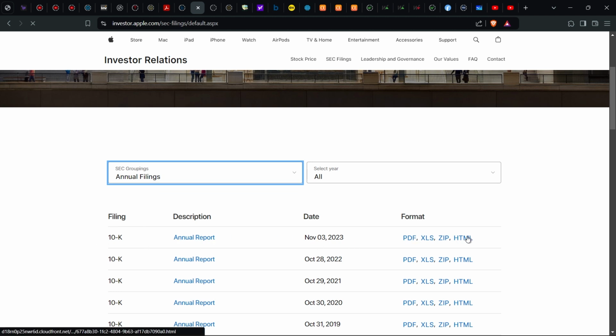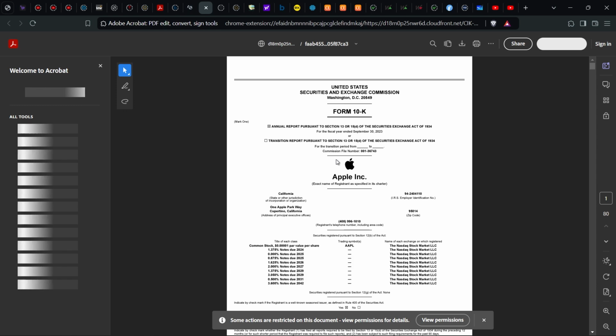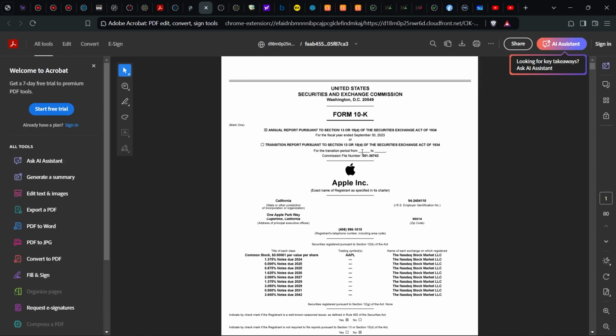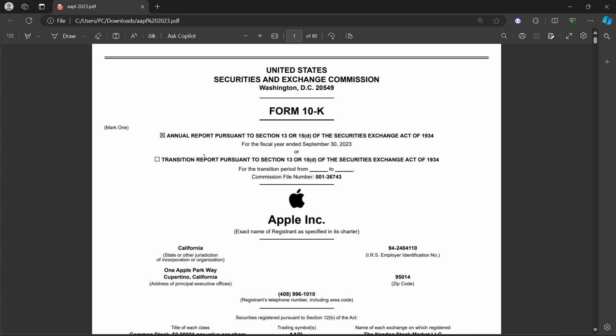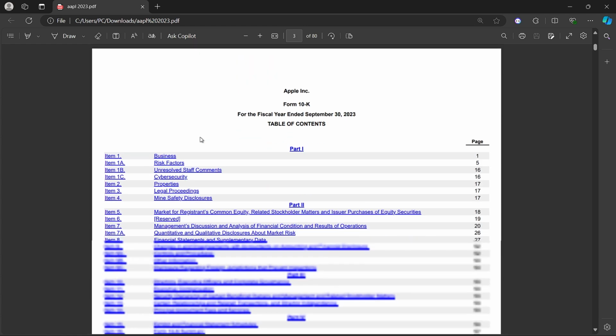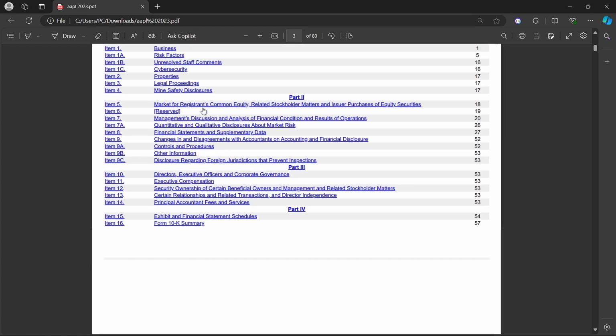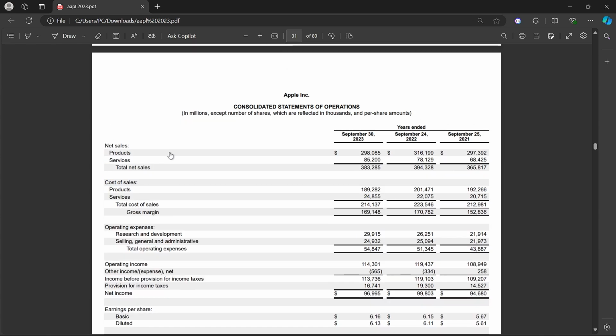And then you can select the format you want. Let's view the PDF file. You can download this, by the way, and read it for yourself offline. I'll download this one and then I'll view it from my PDF reader, which is the one I prefer. Here we are. This is now the same annual report. And remember, if you want to scroll to the financials part, it's usually under Item 8, index to consolidated financial statements. And then you want to check the statement of income, or rather statement of operations.